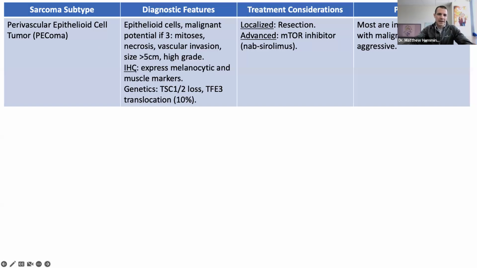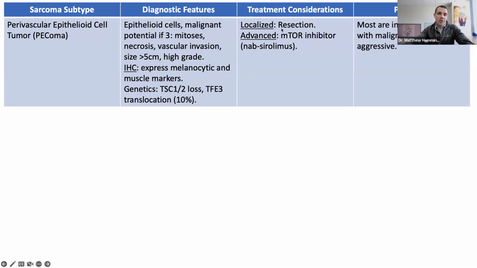Curiously, this tumor subtype can express markers that look like a melanoma or melanocyte, as well as smooth muscle markers. So these can be very difficult to distinguish from leiomyosarcoma, and sometimes PEComa can be misdiagnosed as a melanoma as well. The genetics of this are commonly loss of a specific tumor suppressor, the TSC1 or 2 gene. And in about 10% of cases, these will be driven by a translocation, not unlike the endometrial stromal sarcomas, but this translocation involves a different gene, TFE3.